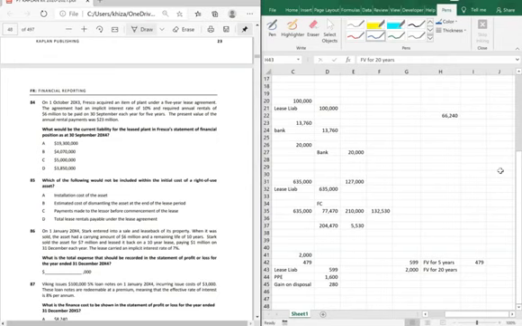Again, this is a simple question. I don't want to do it. Honestly, I'm bored of simple questions now. All right, it's a straightforward question. All you have to do is make a lease amortization schedule. That's it. All right.